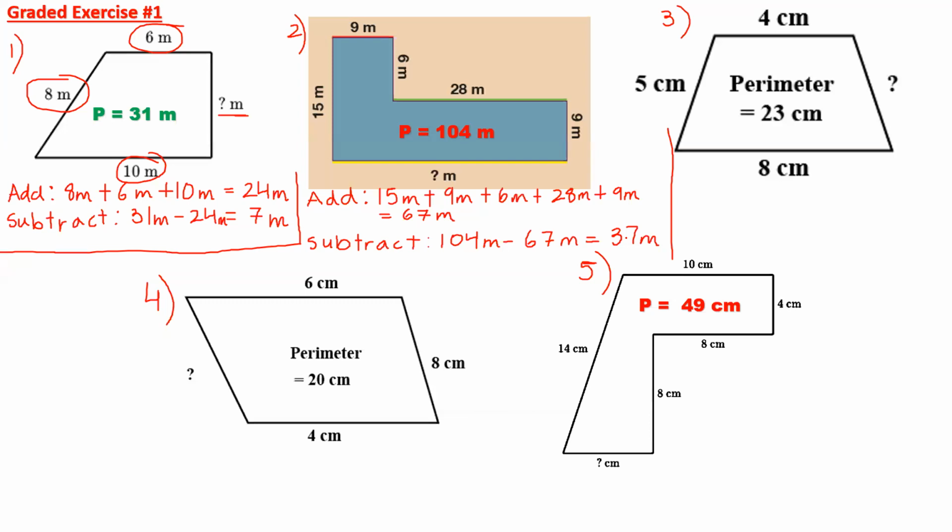How can we get 37 without adding and subtracting? What if we didn't know the perimeter was 104? How could we get 37 for M? What could we do? We did this yesterday. Remember, this whole thing is the missing side. And we know, I won't give it away too much.